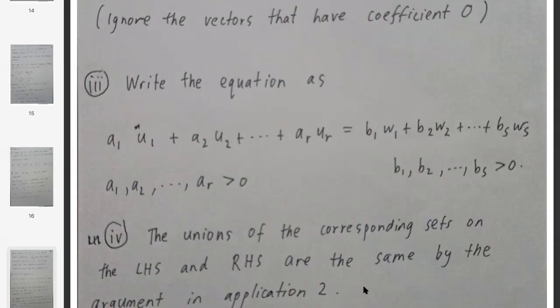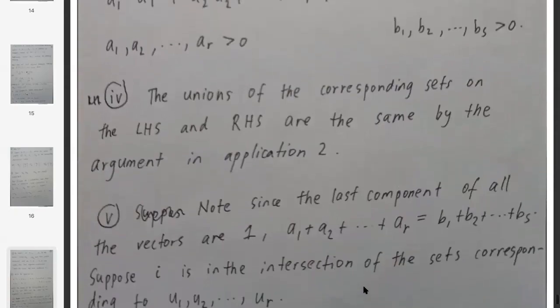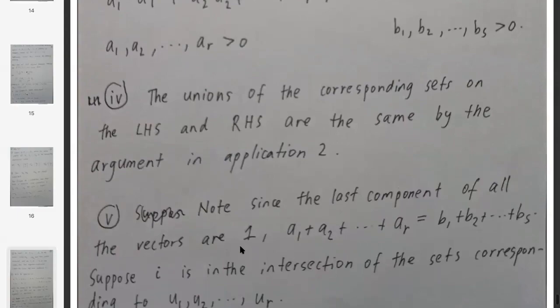Okay, so we want to prove that this implies that i belongs to the intersection of the corresponding sets to w1, w2, ws, which means we want to prove that there is a 1 in all the ith components of w1, w2, ws. Okay, so now note that since the last component of all vectors are 1, a1 plus a2 plus ar equals b1 plus b2 plus bs, I already mentioned this. And suppose i is in the intersection of the sets corresponding to u1, u2, ur.